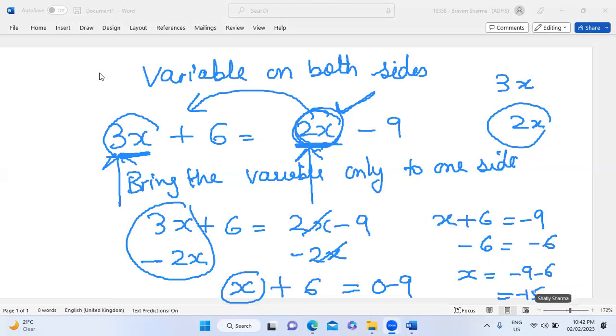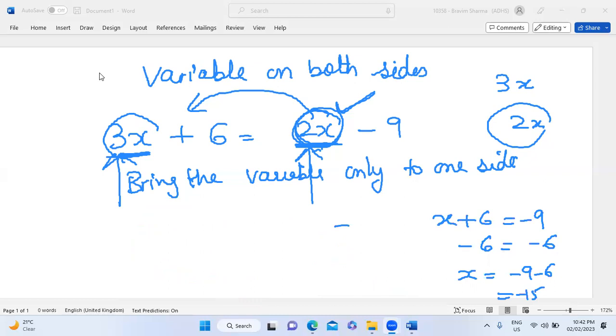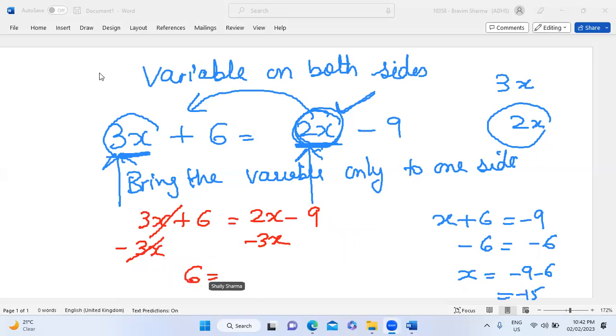Now let's say the same question I do by subtracting 3x from both sides. If I subtract 3x from both sides, you can get the answer again, but there will be an extra step. So we have 3x plus 6 is equal to 2x minus 9. I am subtracting 3x from both sides. So I got 6 equals, now 2x minus 3x is negative x, minus 9, because 2 minus 3 is negative 1. But if you write negative 1x or you just write negative x, they are one and the same thing. So we got 6 is equal to negative x minus 9.